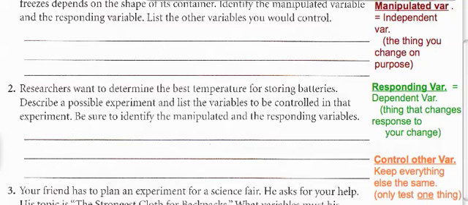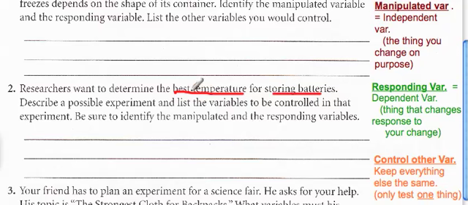Okay, here we're looking at controlling variables question number 2. And it says that researchers want to determine the best temperature for storing batteries. Okay, so what's important here? Well, you're looking at temperature. We're looking for the best temperature to store batteries at.